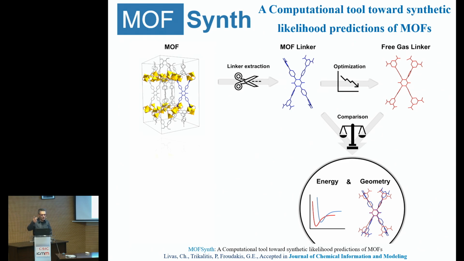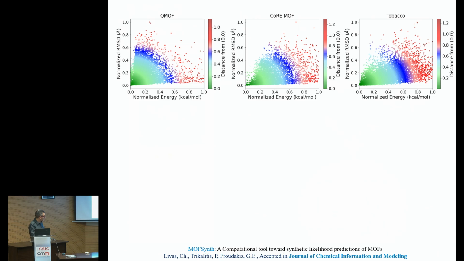So what we thought is to work in reverse engineering. We take a hypothetical MOF, we extract the organic linker, and then we optimize it and find the free form of the organic linker. And then we compare these two structures. If the energy and the geometry are similar or quite close, it means that the linker was not deformed a lot to make the MOF. Otherwise, it will need to deform a lot, and this cannot work properly.